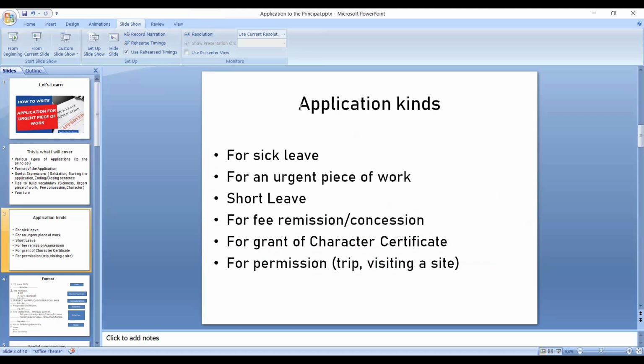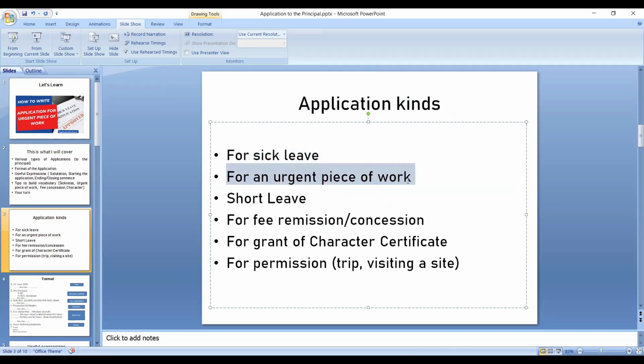So what are the various types of applications included in your course? They are application for sick leave. The other situation might be application for urgent piece of work. So application for short leave. Fee remission or fee concession.